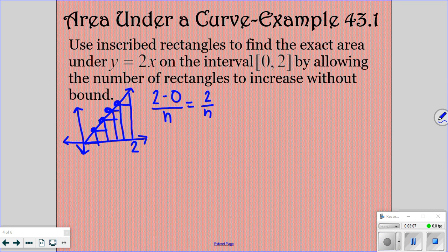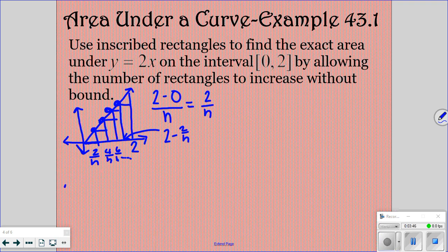So the length here is going to be 2 over n because however far over we went, one rectangle over. The next length would be another 2 over n. So 2 times 2 over n would be 4 over n. And then the next one would be 6 over n, etc. And then the last one, we're not going to do 2. I'm going to come over here because I don't have room to write it. It's going to be one rectangle shy of 2, so 2 minus 2 over n. So that would be the last set for our rectangles.